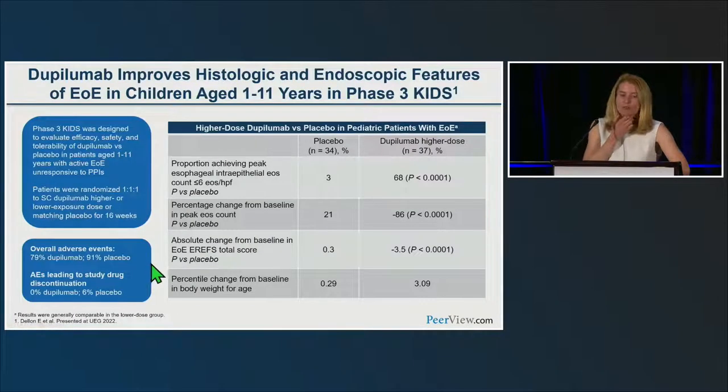And so this is somewhat of a late-breaking result. This is the results from the Dupixent trial for children with EoE ages 1 to 11. And just to get to the punchline, as you can see, 68% of patients who received Dupixent had less than 6 eosinophils per high power field compared to 3% of placebo.